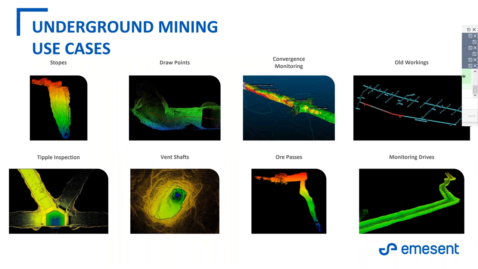In underground mining cases, Hovermap has been successfully deployed across a multitude of different aspects of individual mines. Most commonly, we're imaging stopes, but vent shafts are also very popular, and ore passes are in high demand. Draw points and monitoring drives also, and the occasional tipple inspection. Old workings are a challenge for us because they're hard to get into in the first place and you don't know what's there. But that's where this next level of autonomy comes in, the self-exploration feature where it can map that environment without the person being able to see it.